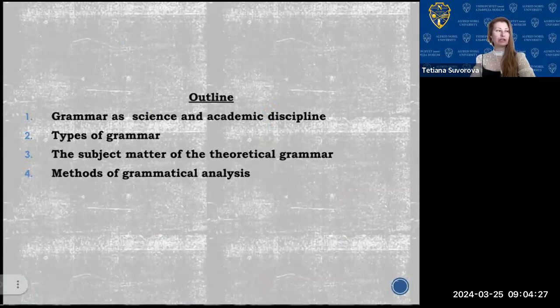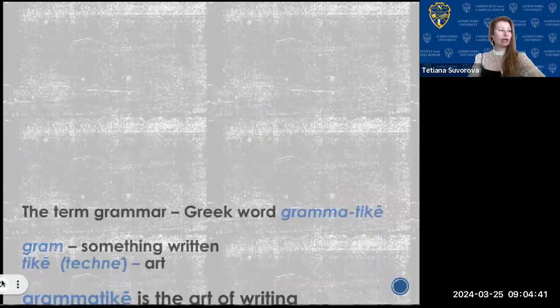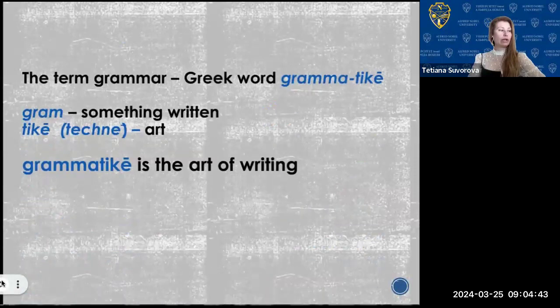The first part: grammar as science and academic discipline, types of grammar as the subject matter of theoretical grammar, and methods of grammatical analysis. So nothing difficult seems to be there, but of course, as it is a theoretical course, we're not speaking here about some practical aspects of grammar, but we start with the definition itself and the origin, the etymology of the word.